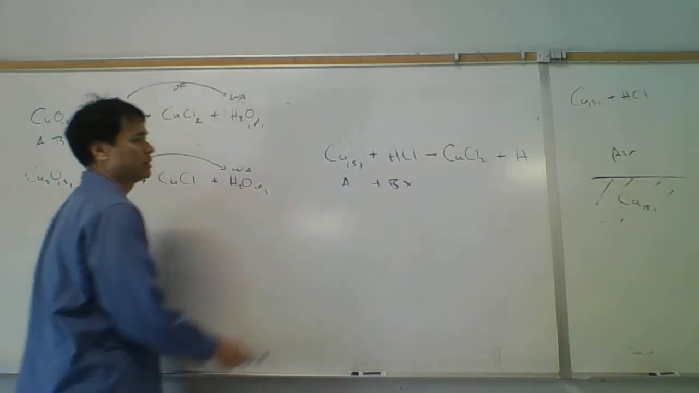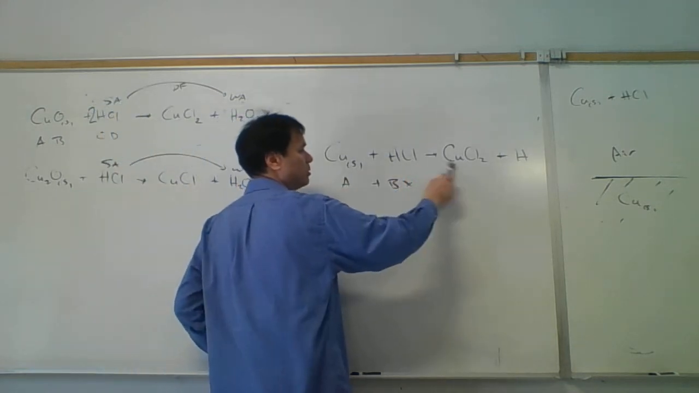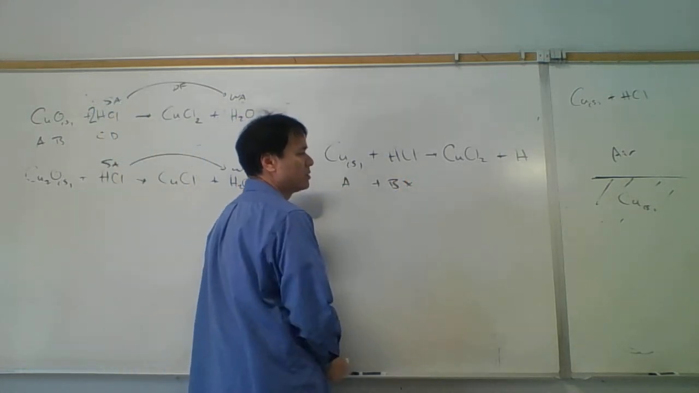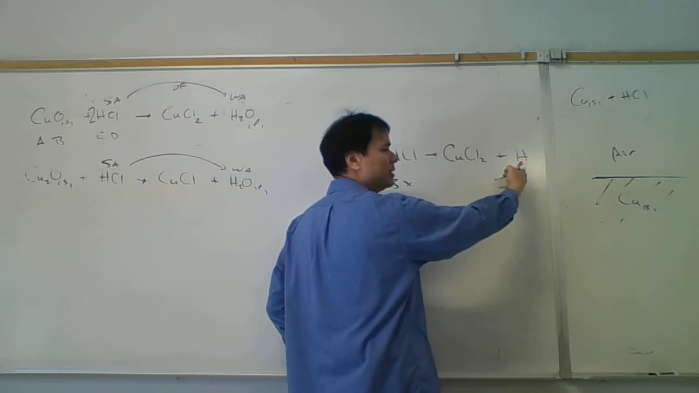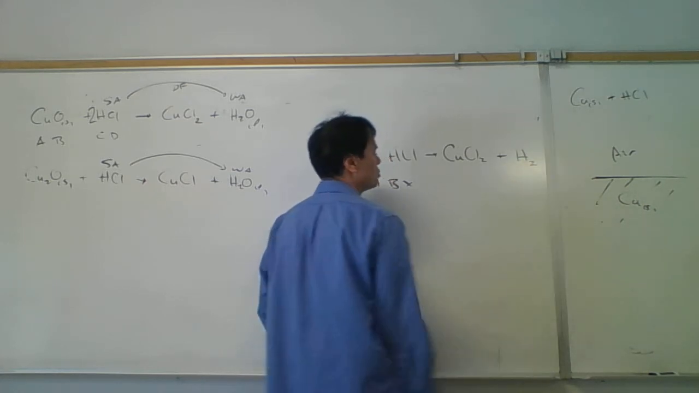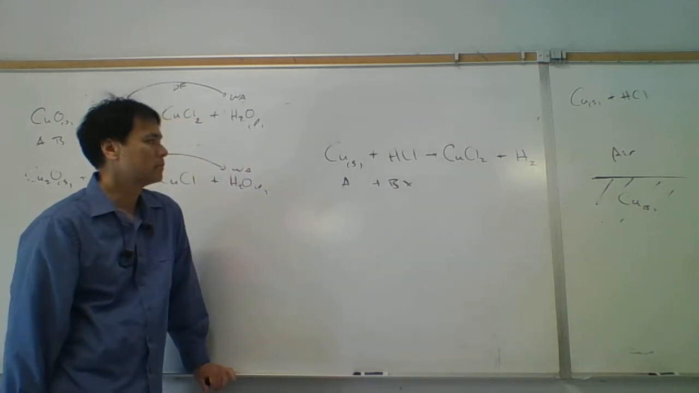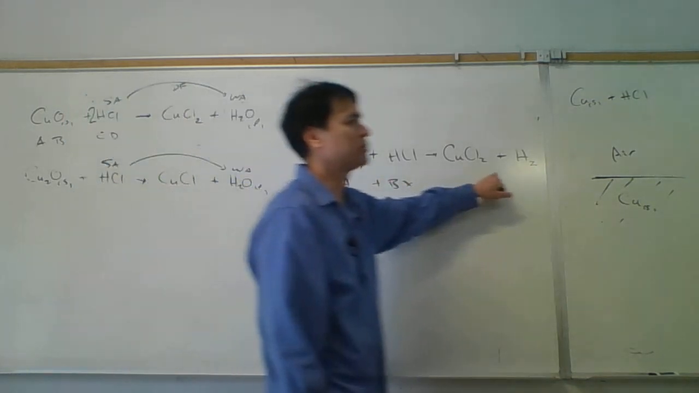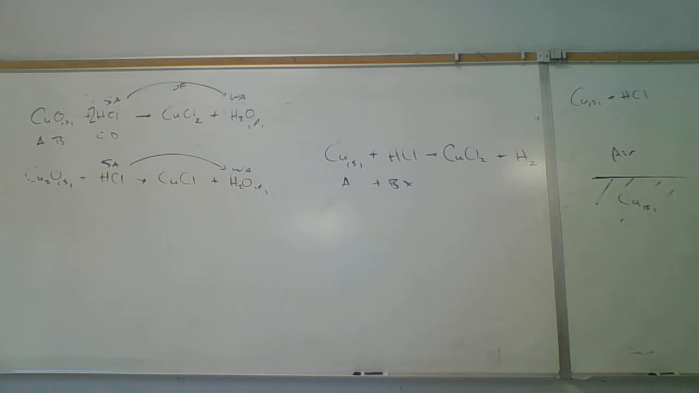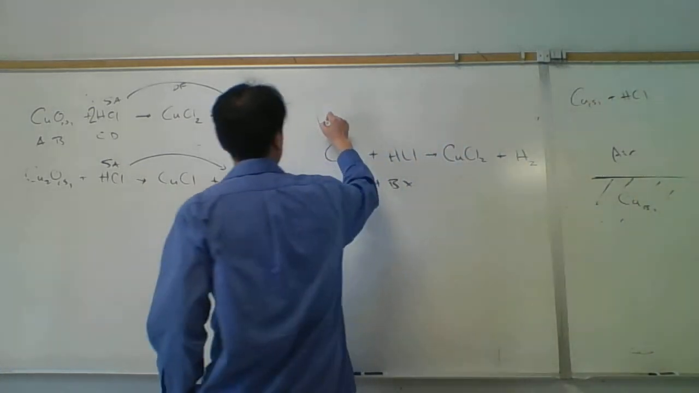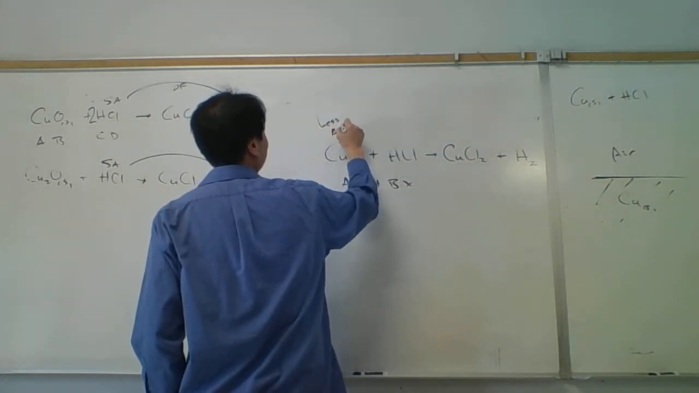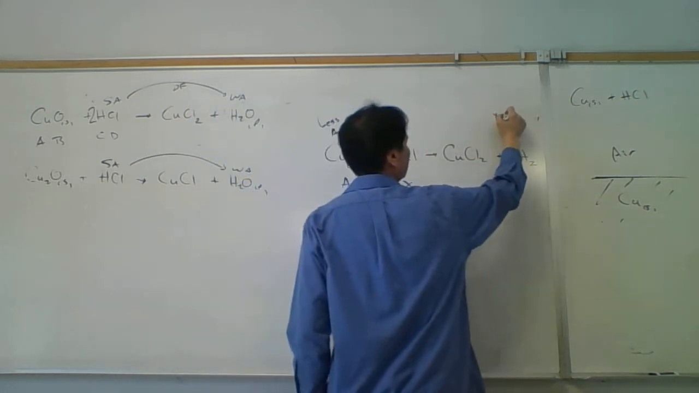So here, we're just going to go straight to copper 2 chloride, and hydrogen. Well, hydrogen is not stable as an atomic element. It is a diatomic, so we need H2 here. And then we're going to compare copper with hydrogen. Which one's more active? Copper or hydrogen? Hydrogen's more active. So what we're doing is we're going from a less active, more stable, to a more active, less stable.